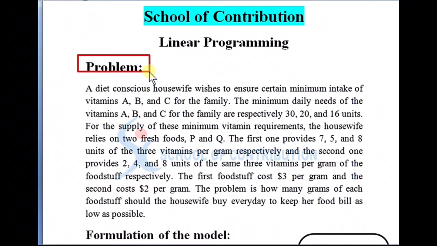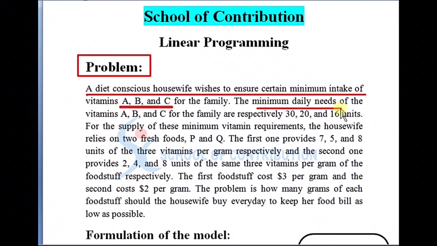In this video, we are going to solve a complete linear programming problem. The problem says that a diet-conscious housewife wishes to ensure certain minimum intake of vitamin A, B, and C for the family. The minimum daily needs of vitamin A, B, and C for the family are respectively 30 units, 20 units, and 16 units. For the supply of these minimum vitamin requirements, the housewife relies on two fresh foods. These are called P and Q.